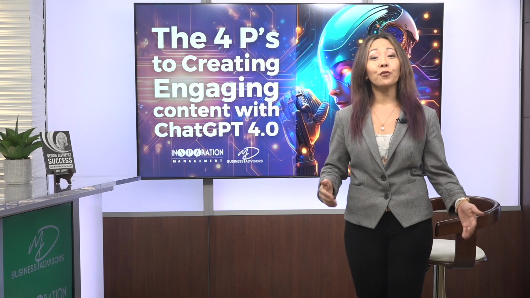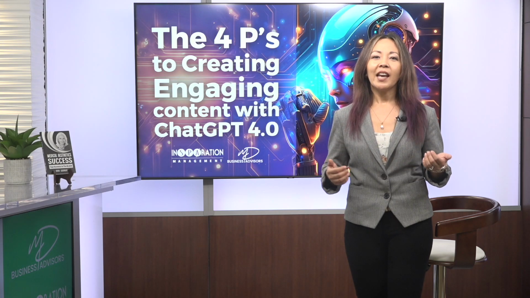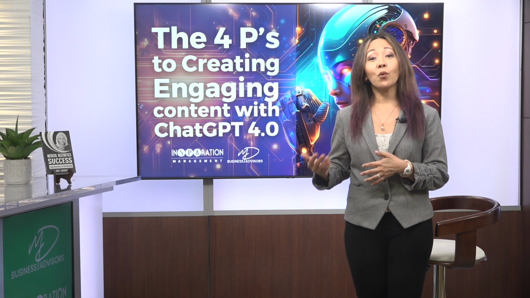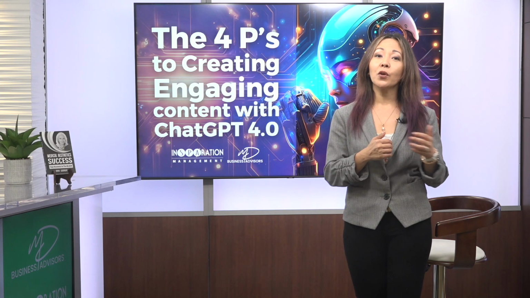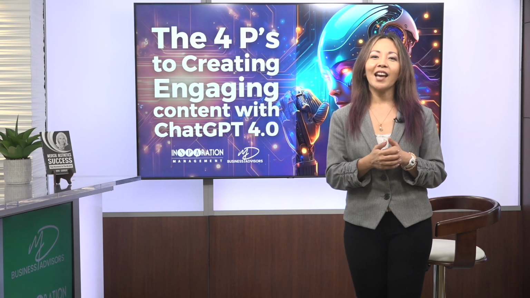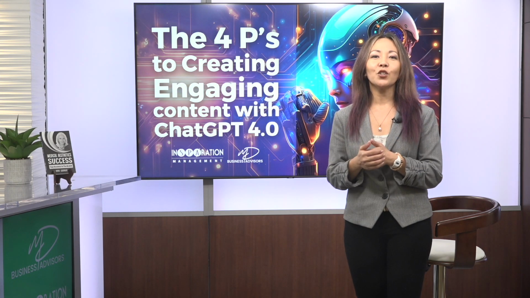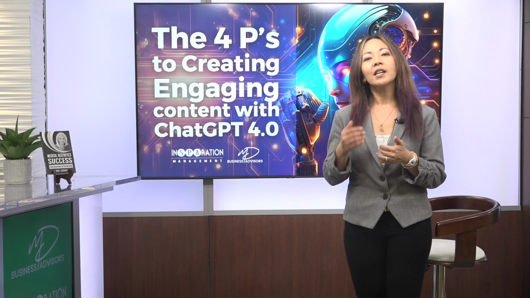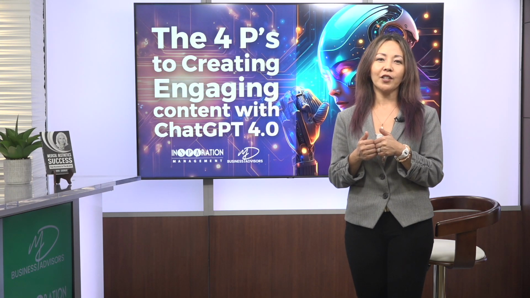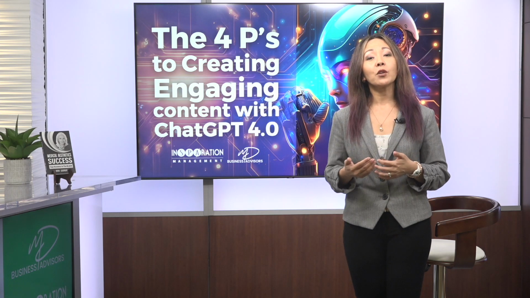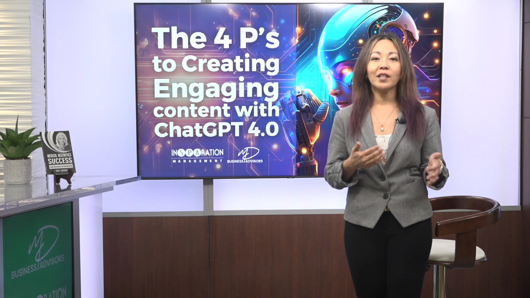Number 3, proofread. This is essential before you publish any content. And while ChatGPT can generate high-quality content quickly, it's crucial for you or your marketing professional to review and edit the output to ensure it aligns perfectly with your voice and your message. So here are some key tips to make sure that you are auditing and proofreading your content. Number 1, check for accuracy. Ensure that the facts, statistics, and information provided are accurate and up to date.